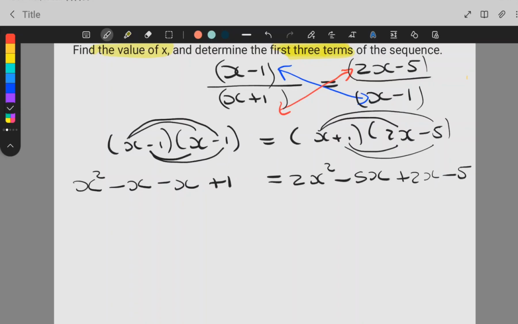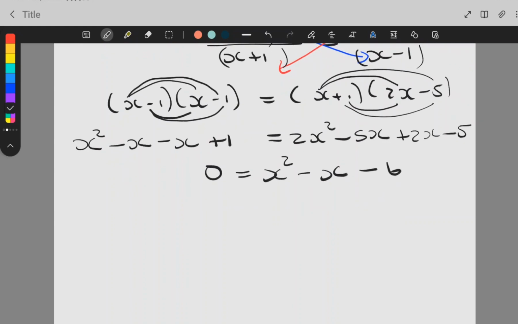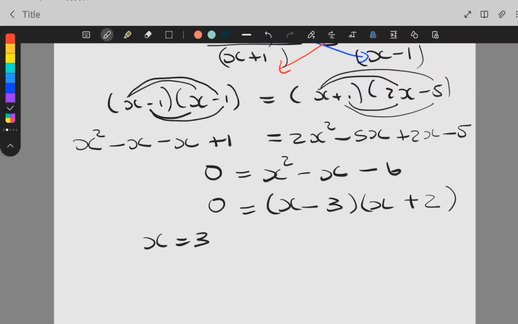If you had to get this in standard form, you should get 0 is equal to x squared minus 6. From here onwards, grade 12s, you can use the quadratic formula or you can factorize. So I'm going to factorize. So it's x and x, 3 times 2, a minus and a plus. So x can be two values. x is either 3 or x is negative 2. So there we solve for x. That was the first part of the question.